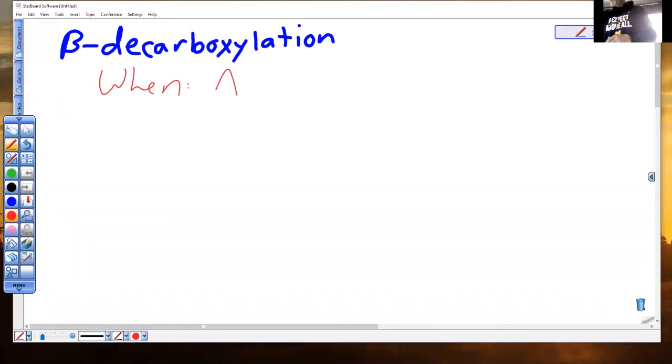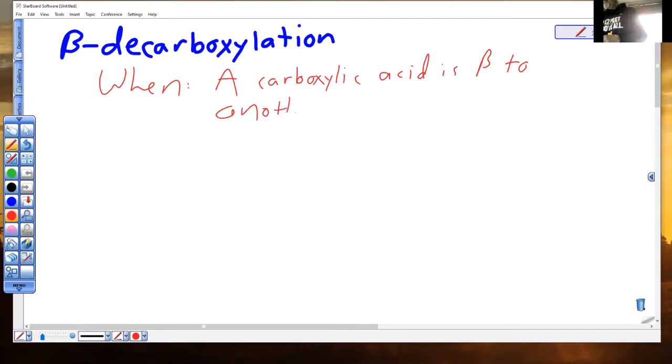A carboxylic acid is beta to another carbonyl. It can also happen if it's beta to a cyano group. And there's other instances where it can happen as well, but I'm going to limit our scope to those two.